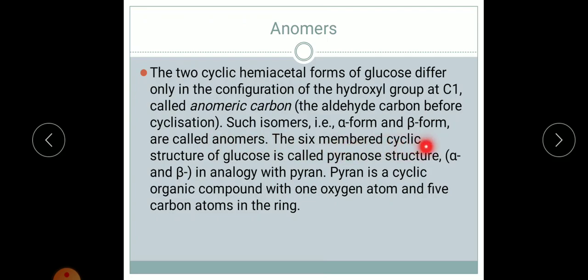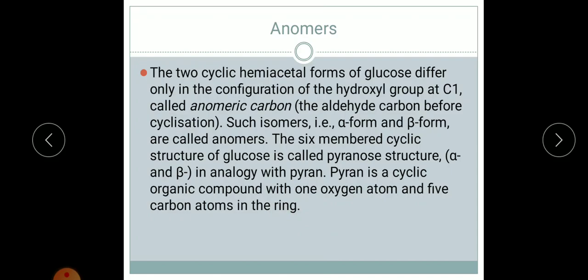The 6-membered cyclic structure of glucose, alpha and beta, is called pyranose structure, in analogy with pyran, because it's similar to the pyran structure. Pyran is a cyclic organic compound with 1 oxygen atom and 5 carbon atoms in the ring.